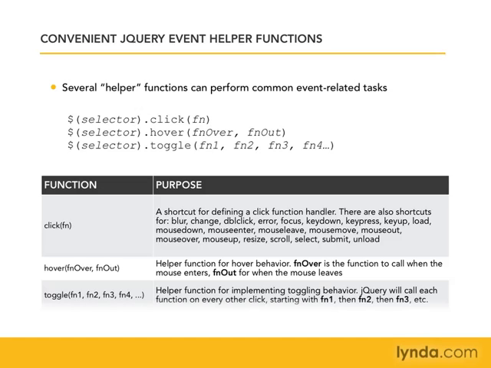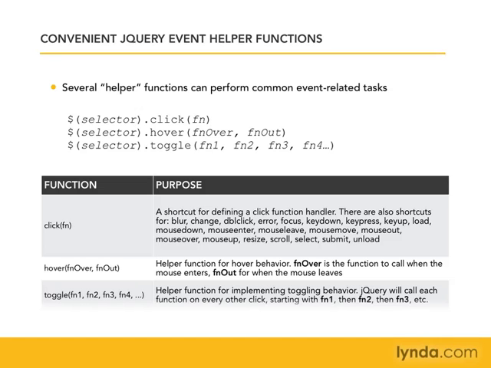jQuery also provides a couple of other convenient functions for doing some common event things. In the previous example, we showed how to do a hover effect by trapping the mouse enter and mouse leave events. Well, jQuery actually provides a high-level function called hover, which pretty much does exactly that. The hover function takes two parameters: a function for what to do when the mouse is over the element, and a function for what should happen when the mouse leaves the element.